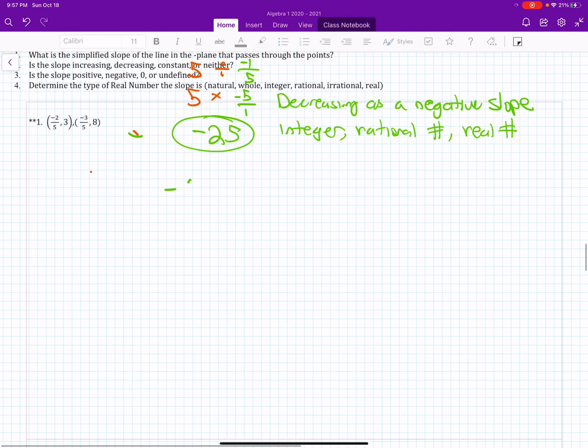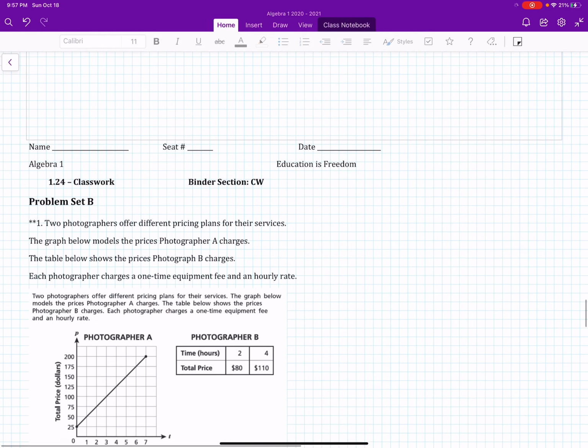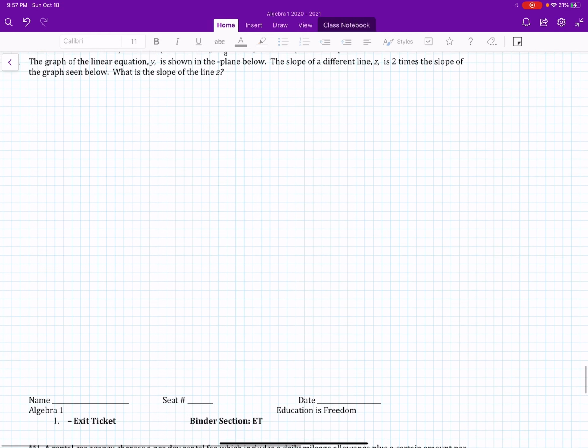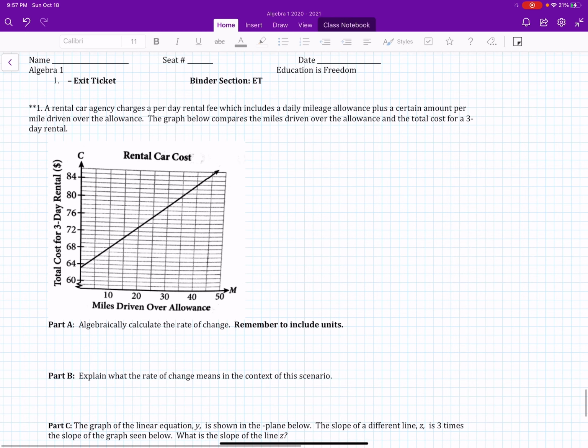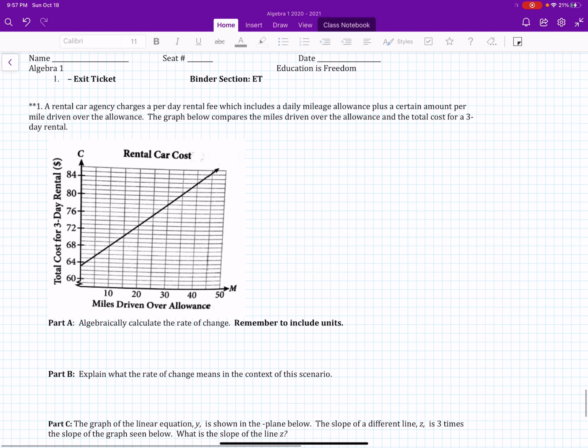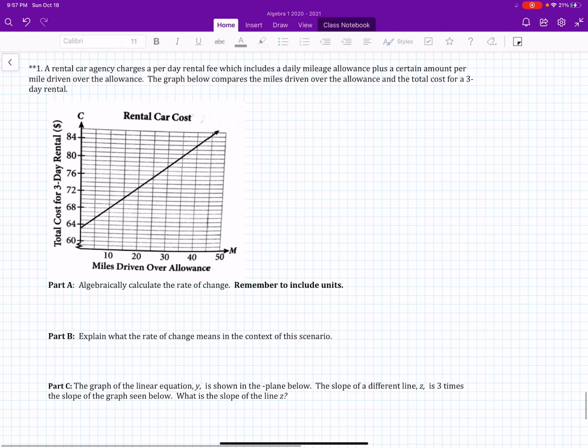All right. So these are going to be our practice problems that we've done in class. And then to our exit ticket. A rental car agency charges a per day rental fee, which includes the daily mileage allowance plus a certain amount per mile driven over the allowance. The graph below compares the miles driven over the allowance and the total cost for a 3-day rental. Calculate the rate of change and include the units.